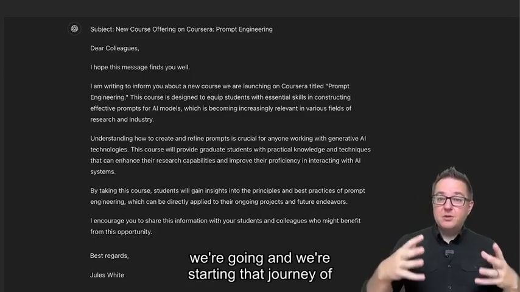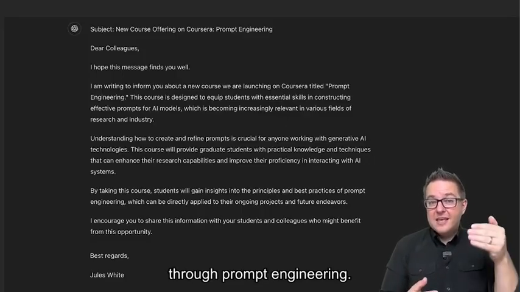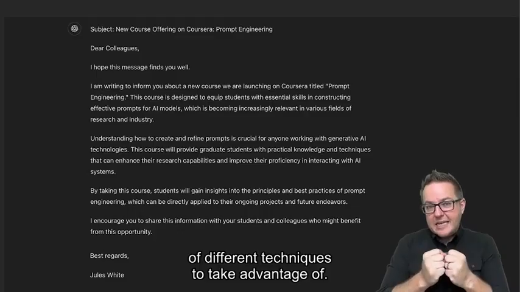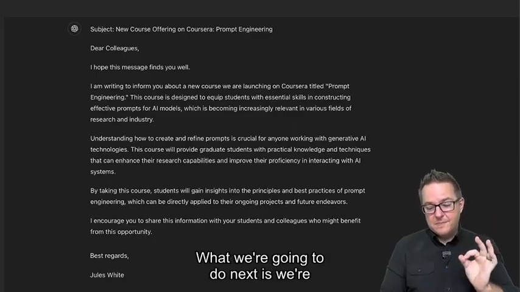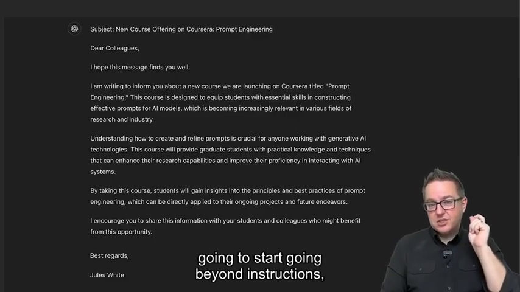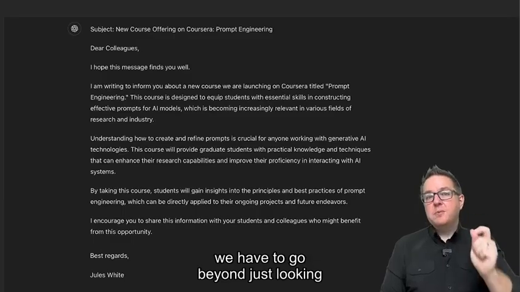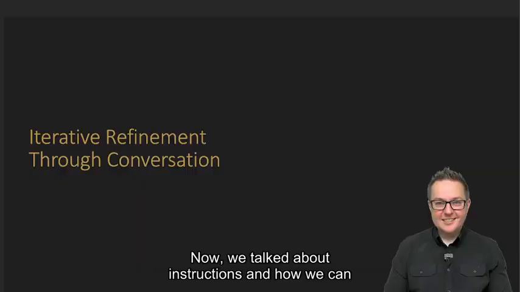We're starting that journey of taking control of generative AI through prompt engineering. But we're still not there yet. This is a very difficult task that requires a lot of different techniques to take advantage of. Now, most people stop with instructions. So what we're going to do next is start going beyond instructions, because to build powerful prompts, we have to go beyond just looking at how we modify the instructions.